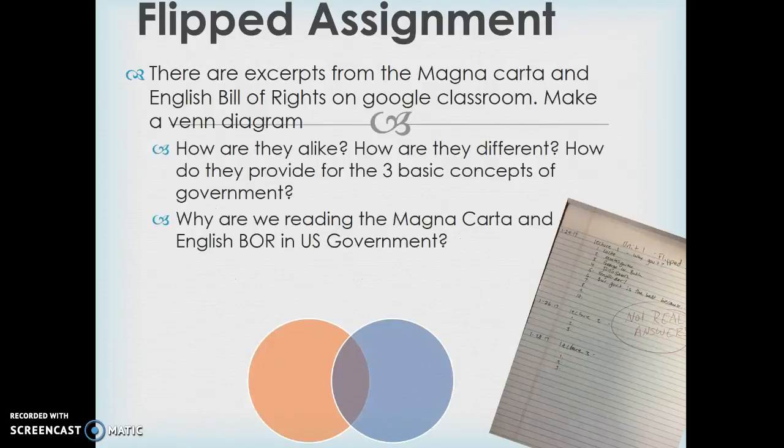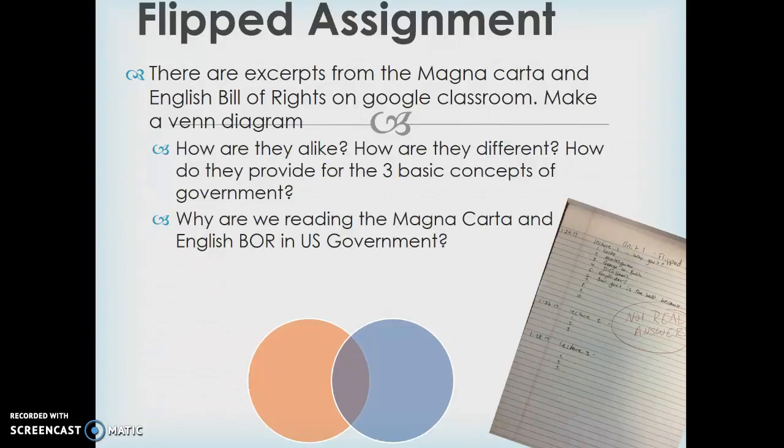Now this is your flipped classroom assignment. I'm going to upload excerpts from the Magna Carta and the English Bill of Rights to Google Classroom, so you can look through them if you'd like. I also have some information about it in the PowerPoint itself, so you can use that as well. But the documents are good to look at too, because they give you a broader view of the documents themselves.